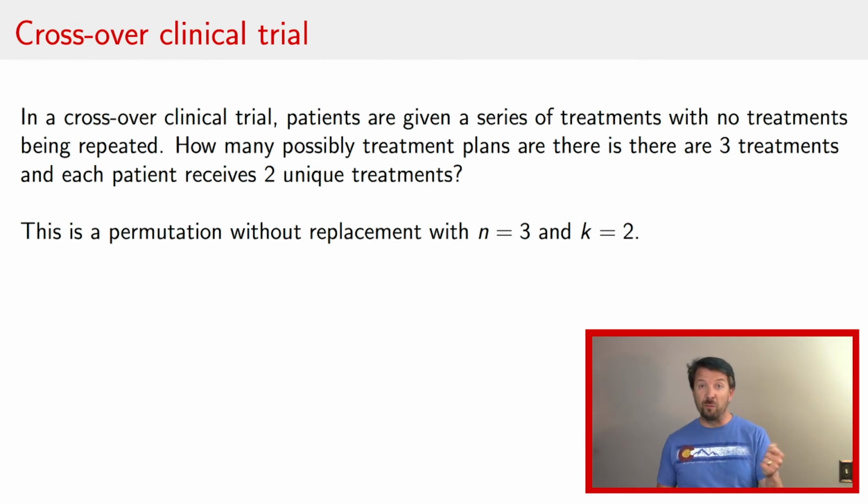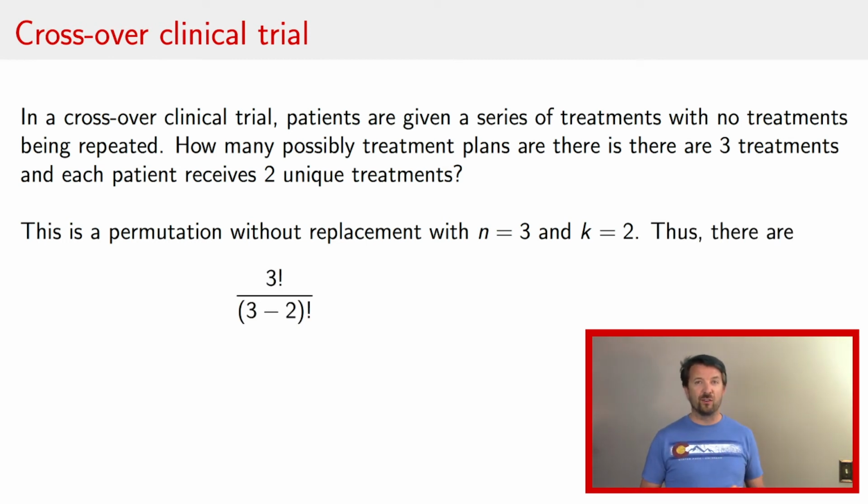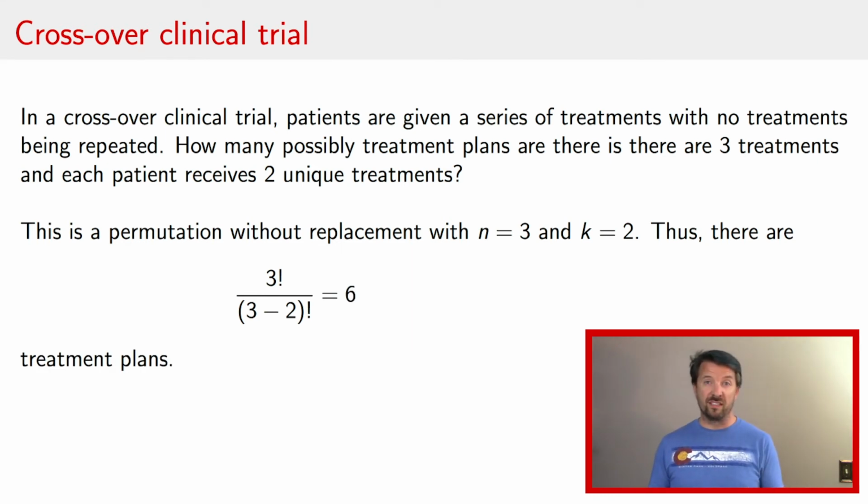There are 3 different treatments, so n is 3, and we're getting to choose 2 of them for our particular treatment plan. And so if you use our formula, the n factorial divided by n minus k factorial, you'll get 3 factorial divided by 3 minus 2 factorial, or 6 different possible treatments in this particular clinical trial.